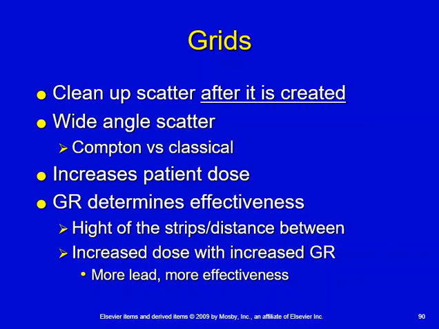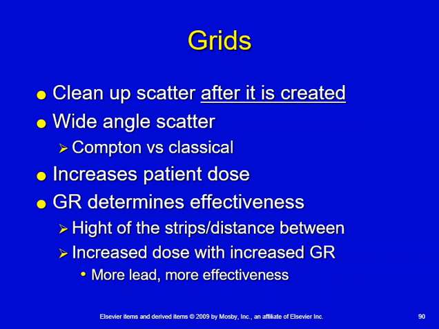So unfortunately, when we use a grid, because it absorbs so much scatter radiation that would eventually create a density on the image receptor and count towards the overall S number, once we introduce a grid, it's going to absorb so much of that scatter radiation that it's going to remove so much density or exposure. We're going to have to increase our technique in order to compensate for that.